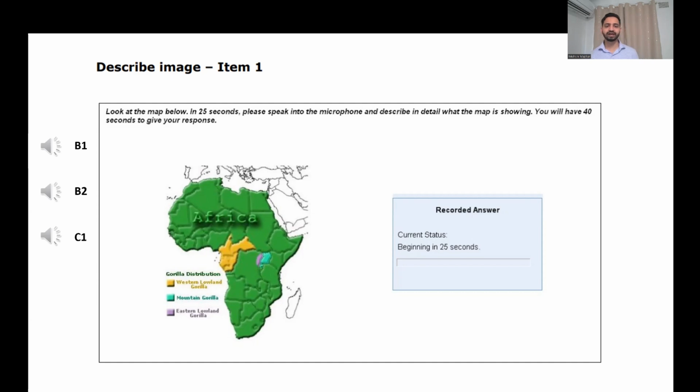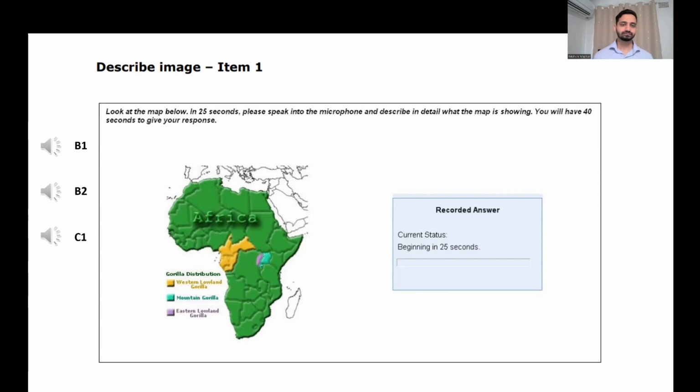All right, I hope you had a chance to look at this on your own and record a response as well. Now we're going to listen to B1, B2, and C1 responses, and we will look at their explanation.